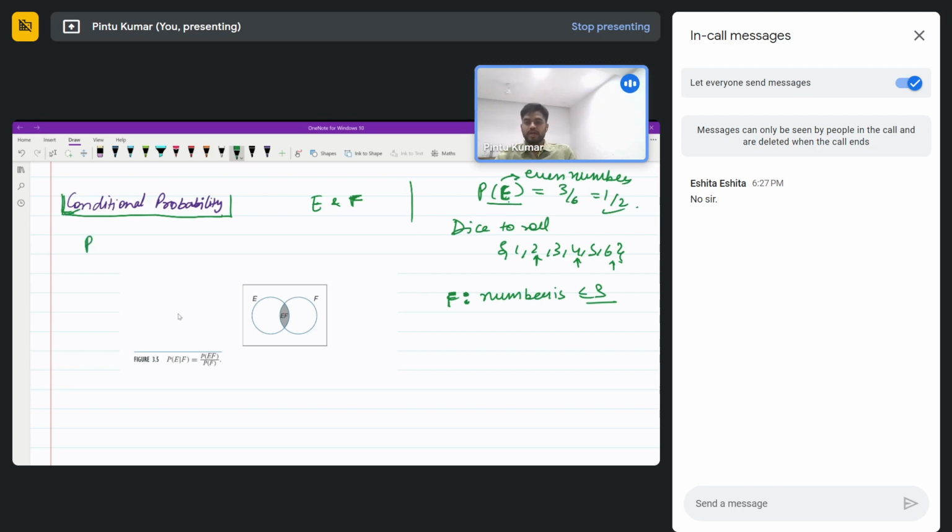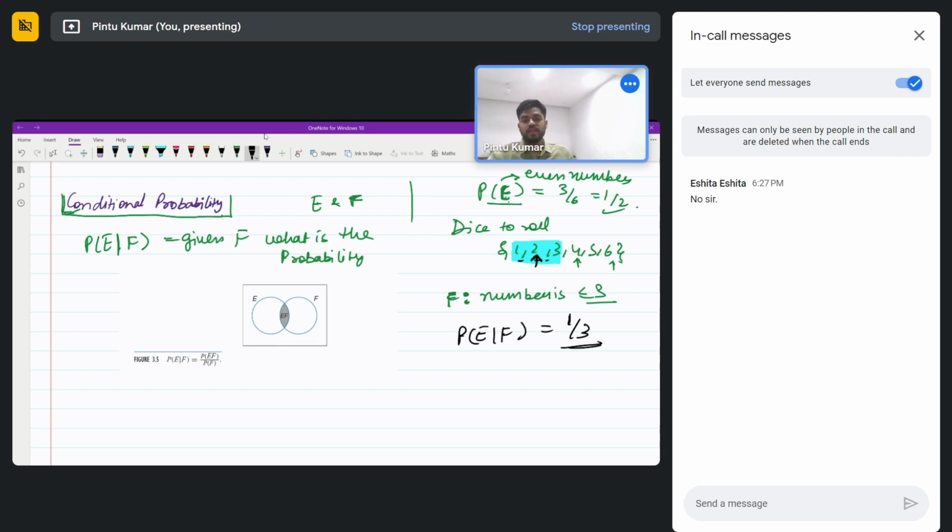So it is represented by this line here. So this means that given F, that you have been told that F has already occurred, so you are sure that F has occurred, then what is the probability of E? Okay. So in this case, you have been told that the number is less than or equal to 3, then you have only one even number over here and you have three choices. So what is the probability of E given F? This would be 1 by 3, right?